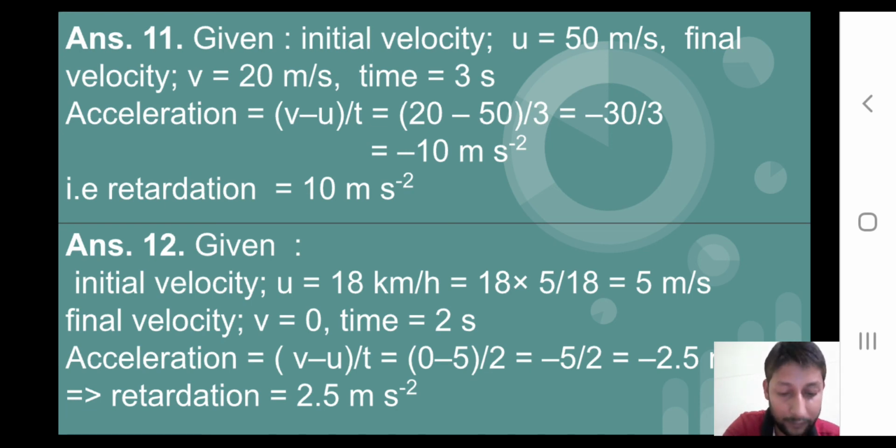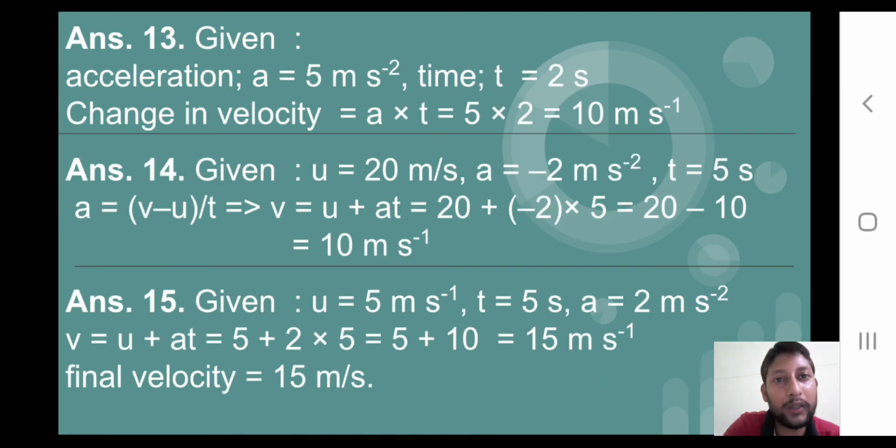Come to question number 12, which says a toy car initially moving with a uniform velocity of 18 km per hour comes to a stop in 2 seconds. Find the retardation of the car in SI units. So initial velocity u is given as 18 km per hour. So you have to convert it in its SI unit, which is meter per second, which is 5 meter per second. Final velocity v is equal to 0. Time is 2 seconds. Again acceleration is v minus u by t. Put the values after calculation. You will get 2.5 meter per second square.